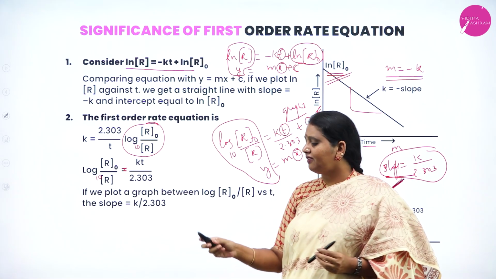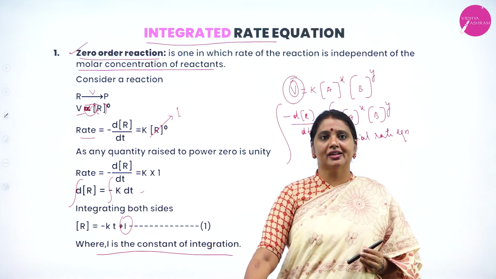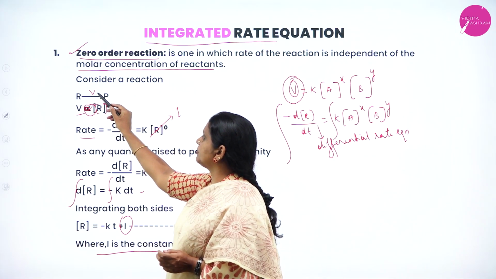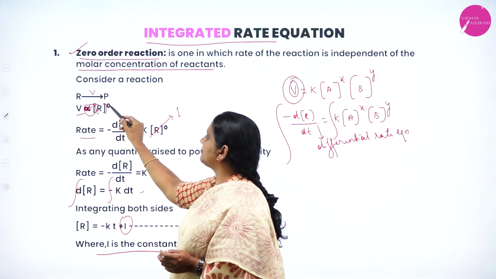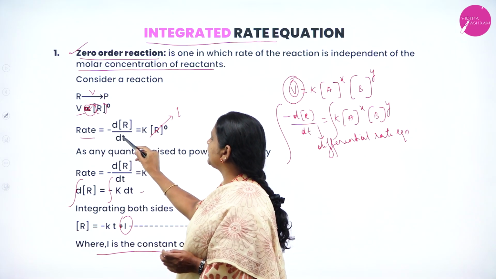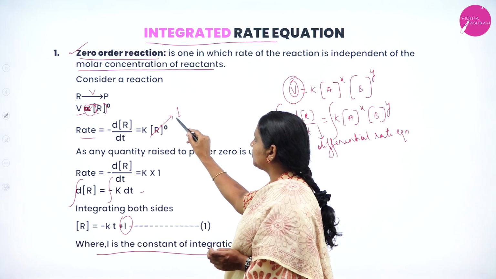Once again, let me brush up the integrated rate equation of zero order as well as first order. Zero order: let us consider R gives rise to P with velocity v. V is directly proportional to R to the power of 0. V is the rate, which is equal to minus dR by dt is equal to k into R to the power of 0. It is equal to 1.